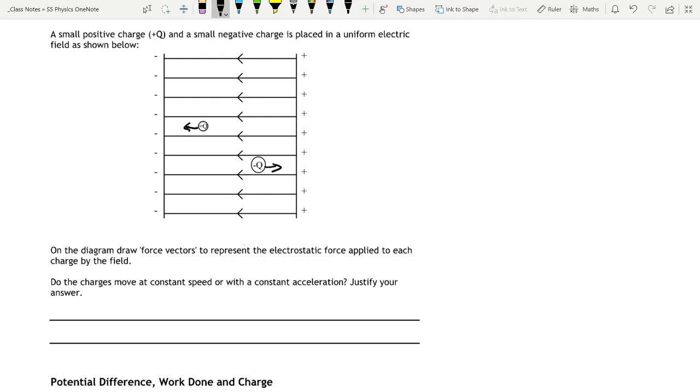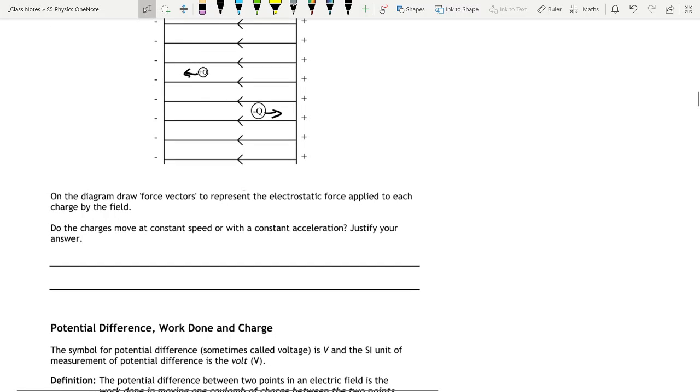Now, here is a question. Do they move at a constant speed or with a constant acceleration? And it says justify your answer. Anyone want to have a stab at it? Okay, are they experiencing a force? Yeah. Is it an unbalanced force?